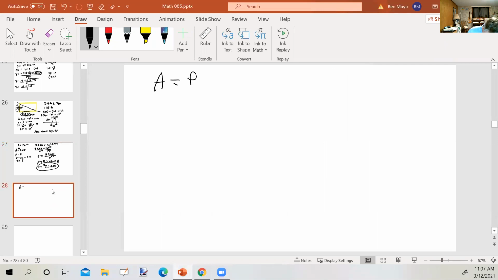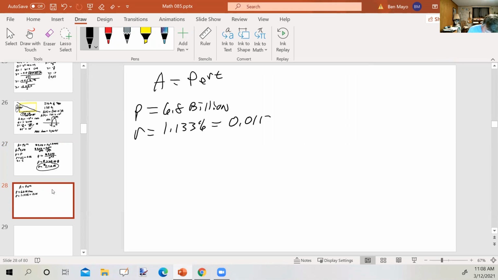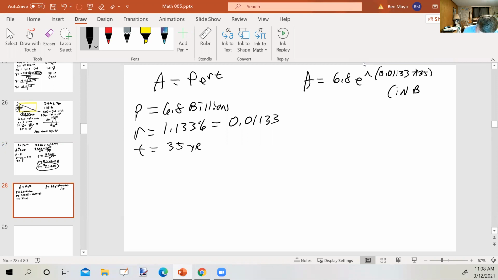So again, we're using A equals P e to the RT. We know that the present population is 6.8 billion. The annual growth rate is 1.133%, which would be 0.01133. Again, you'd move the decimal point over 2 places to the left. And the time is 35 years. So A equals 6.8 e raised to the 0.01133 times 35 years. And this is all in billions.